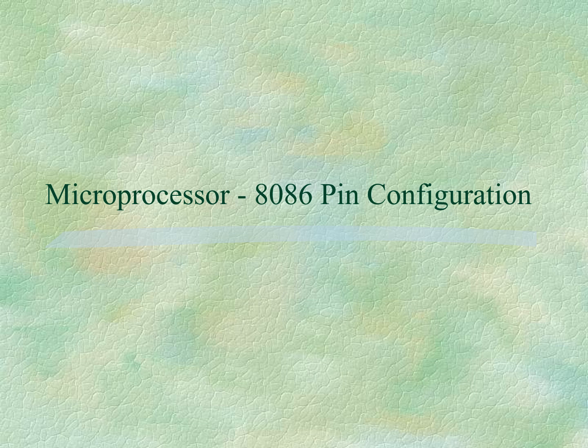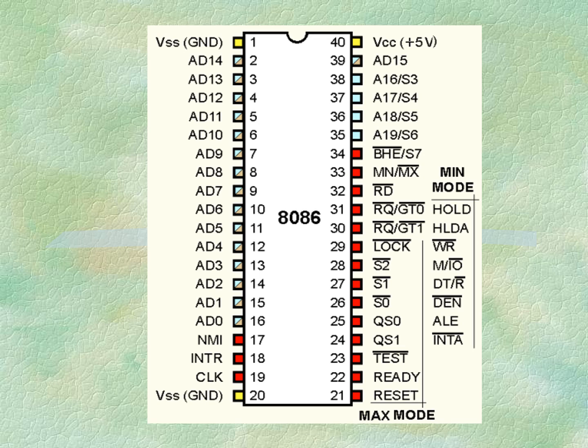Hello everyone, we are going to look into the 8086 pin configuration. This is the diagram. As we look into the diagram, you can see it is a 40 pin dual inline package, DIP. 20 pins on one side and the remaining 20 pins will be present on the next side.